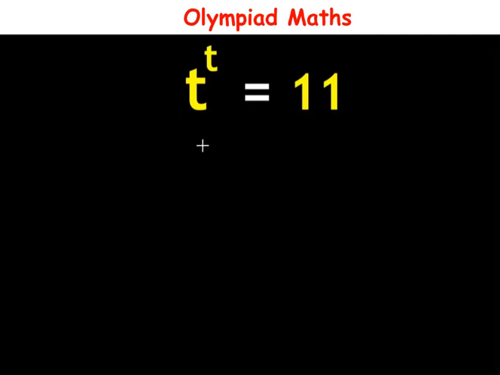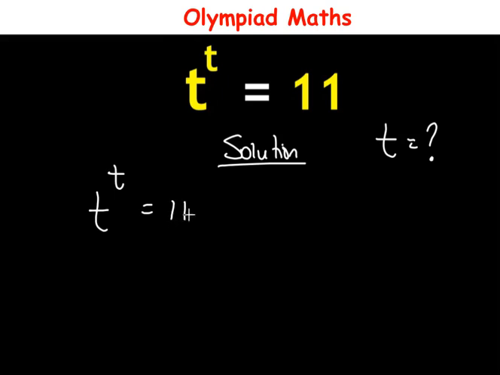Hello, in this video, let us learn how to solve this question. So we have t raised to power t is equal to 11, and here we have to solve for the value of t. T is the unknown we have to solve for. To solve this, solution, so we have t raised to power t is equal to 11.